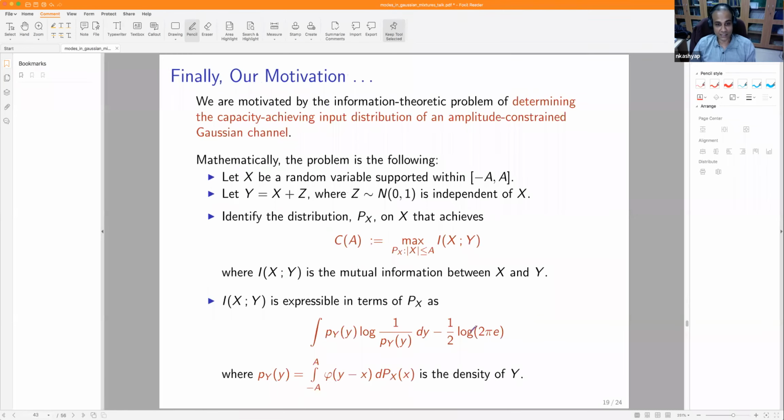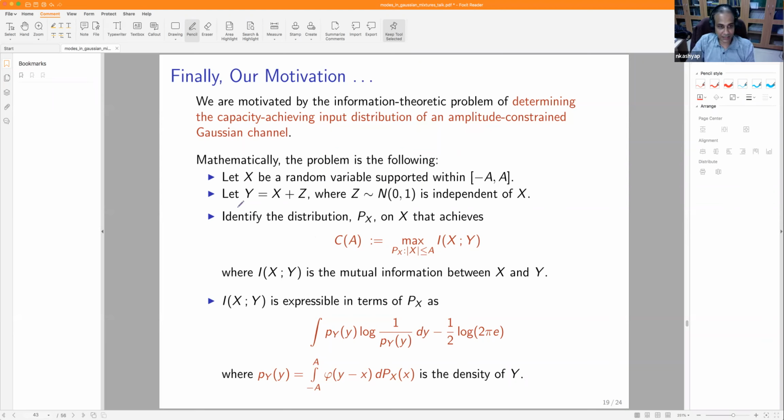Okay, so very briefly, let me touch upon how we came to this question. Our motivation was from an information theoretic problem, that of determining what is called the capacity achieving input distribution of an amplitude constrained Gaussian channel. It's a mouthful, never mind what exactly it is. Our question is the following: we are looking at a random variable x supported within -A to A and adding Gaussian noise to it.